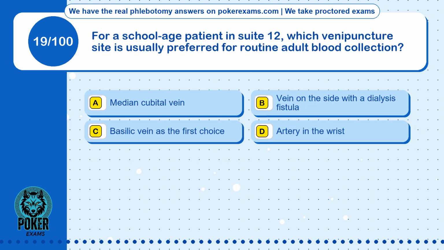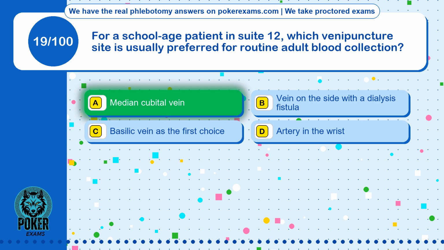Question 19. For a school-age patient in Suite 12, which venipuncture site is usually preferred for routine adult blood collection? Option A. Median cubital vein. Option B. Vein on the side with a dialysis fistula. Option C. Basilic vein as the first choice. Option D. Artery in the wrist.